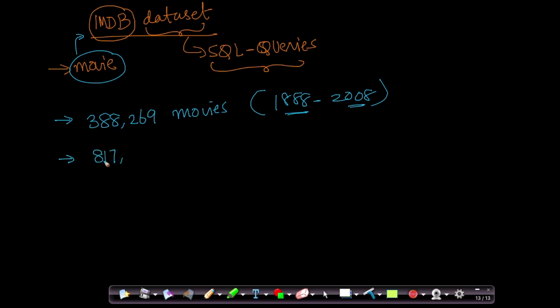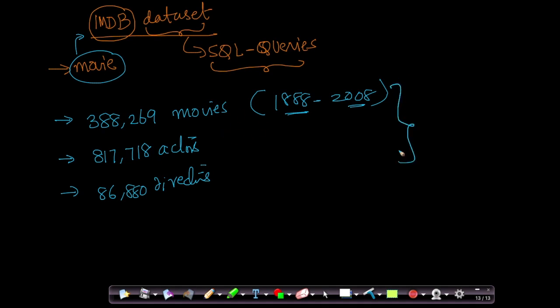So we have data for 817,718 actors, and similarly, we have data for 86,880 directors of these 388,000 plus movies. We are giving you a sense of the scale of data. This should give you a sense that this data is truly real world data, a fairly non-trivially large amount of data. So this is the data set that we'll use.